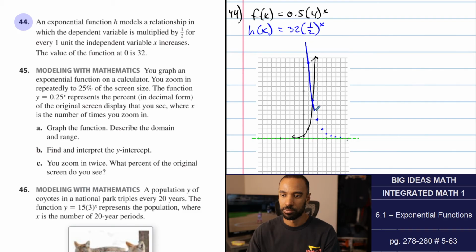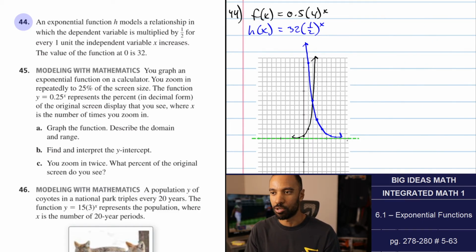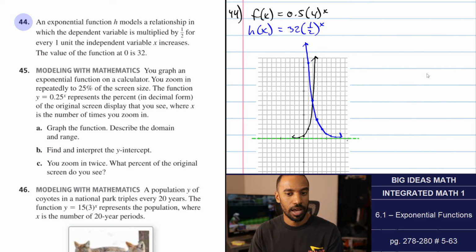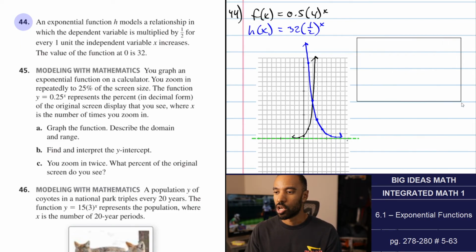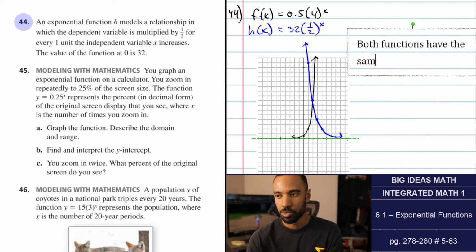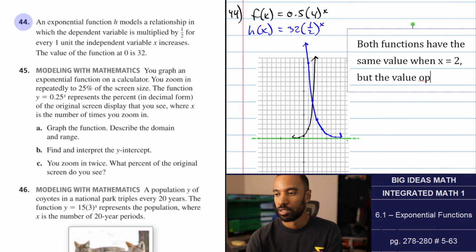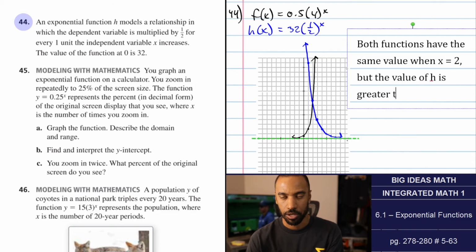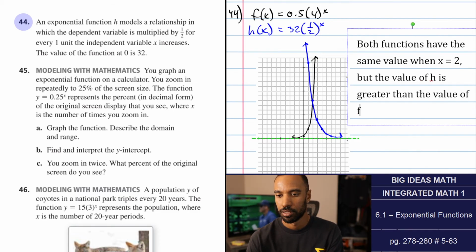Okay, so h has greater y values than f for everything up until x equals 2, when they then have the same amount. So both functions have the same value when x equals 2, but the value of h is greater than the value of f over the rest of that interval.